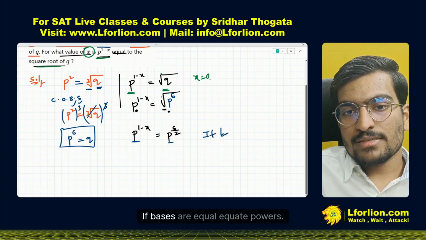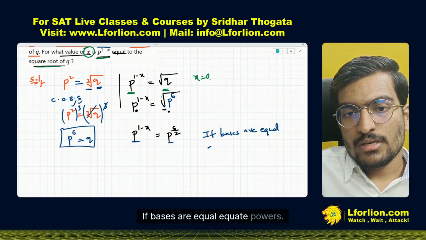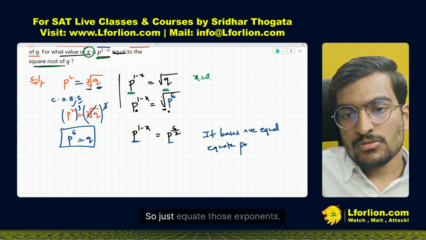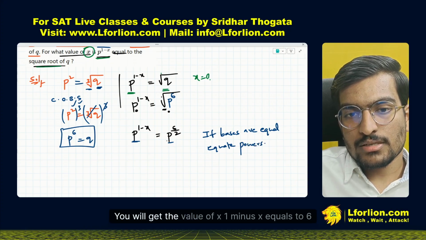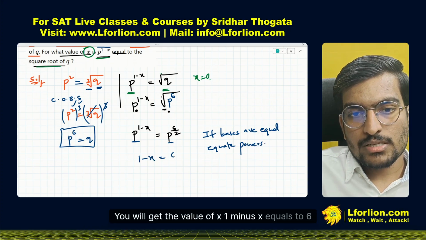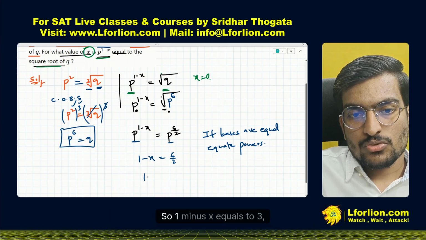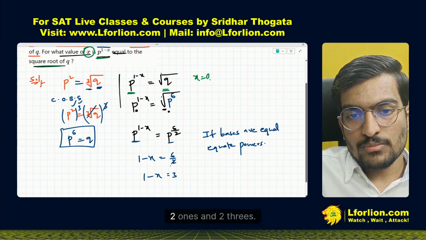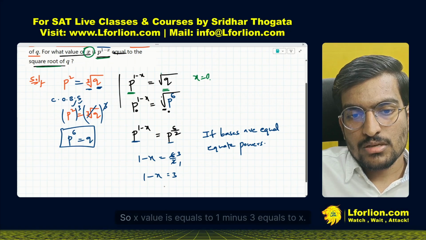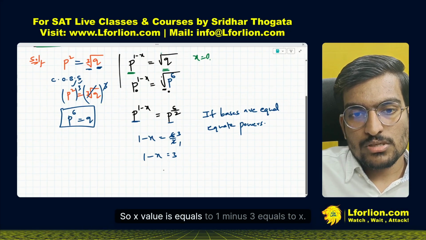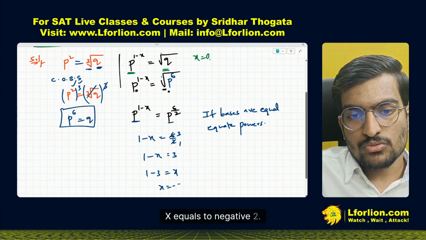If bases are equal, equate powers. So just equate those exponents, you'll get the value of x. 1 minus x equals 6 by 2. So 1 minus x equals 3. Two ones and two threes. So x equals 1 minus 3, x equals negative 2.